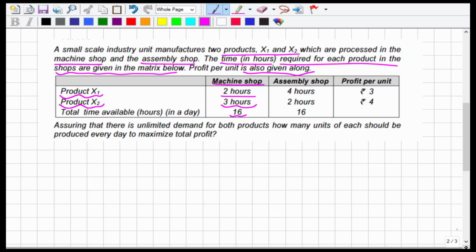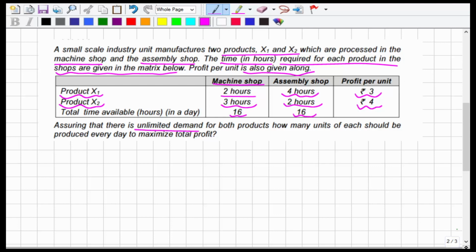Similarly, in the assembly shop, X1 will take 4 hours, whereas X2 will take 2 hours, and total time available is 16 hours. What about the profit per unit? If you sell 1 unit of product X1, you will make a profit of 3 per unit, and if you sell 1 unit of product X2, you will make a profit of 4.